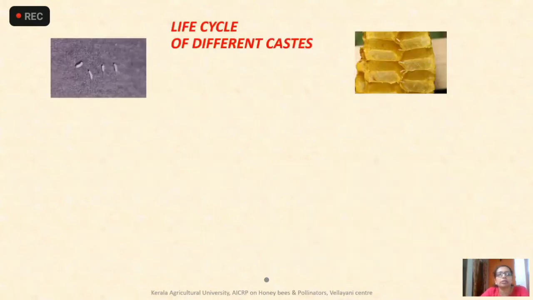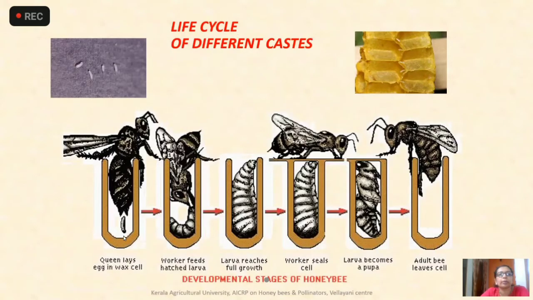And here is a picture to show the idea of the life cycle. You can see a queen bee inserting her abdomen to lay the egg in the cell. After 3 days, a larva will emerge from this egg. And here you can see the worker bees coming and providing feed for the larvae. And then they will go for the pre-pupal stage, and then next is the pupation.